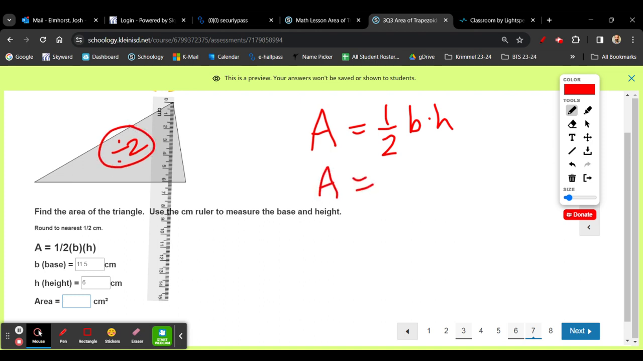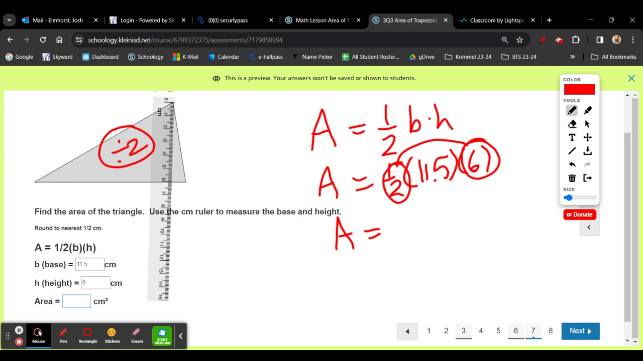Now we fill it in. The base is 11.5, the height is 6. You could divide the even number by 2. 6 divided by 2 is 3. So the last step to solve is 11.5 times 3.